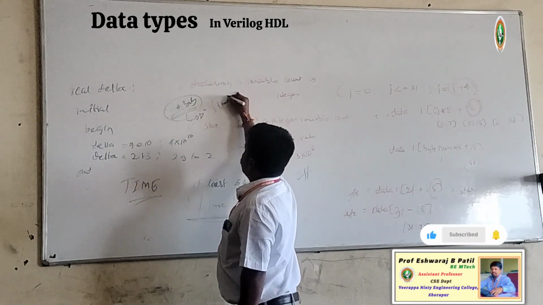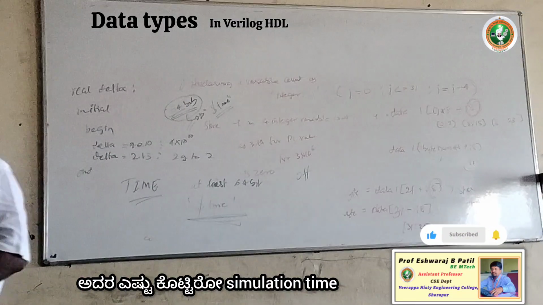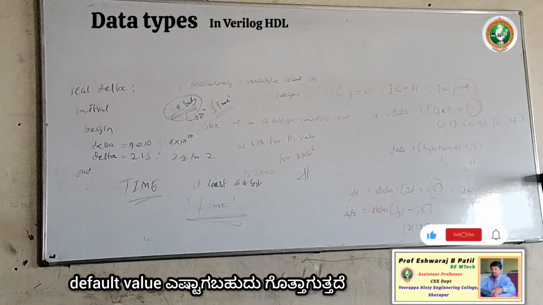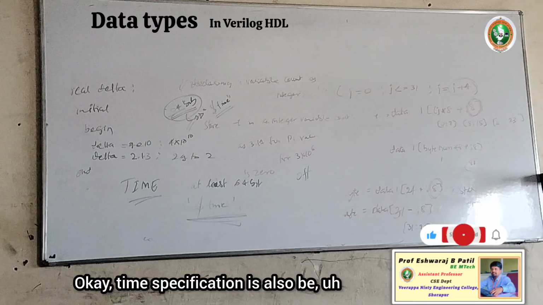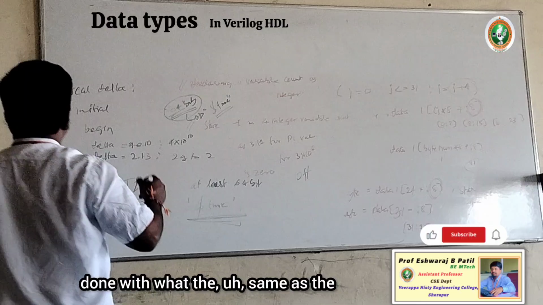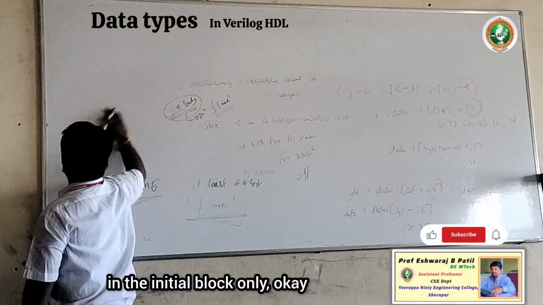If I use dollar time in the programming, it will fetch the system specification time. Next, time specification is also done the same way, in the initial block only.